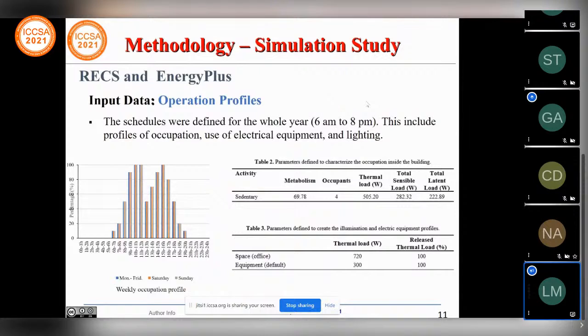Again, for these two types of systems, you can define the operation profiles. In this case, the schedules were defined for the whole year from 6 a.m. to 8 p.m., and they include profiles for occupation, electrical equipment, and lighting.